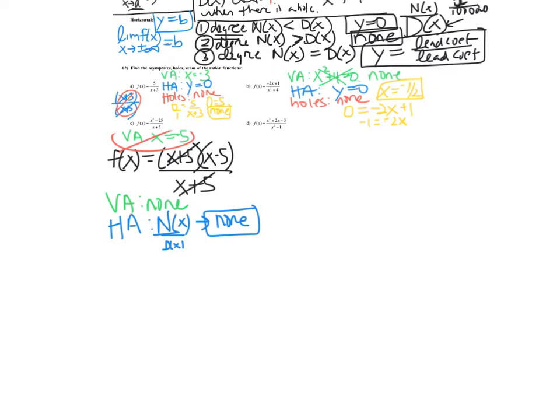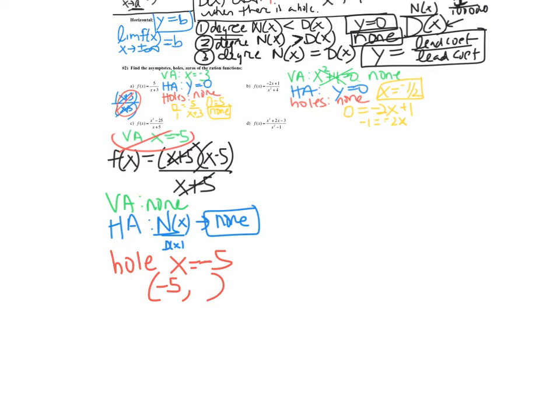And then the next thing would be to find the holes in the graph, and we found it. There is a hole at x equals -5, okay? Now, sometimes they're going to ask you for the point where there's a hole in the graph. X is -5, but what's y?